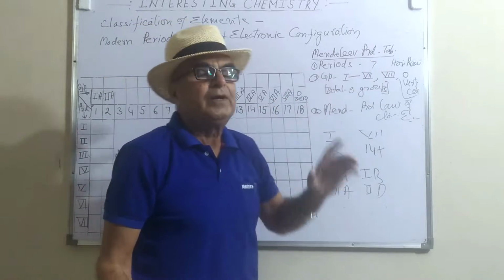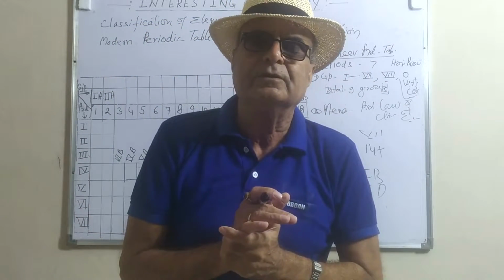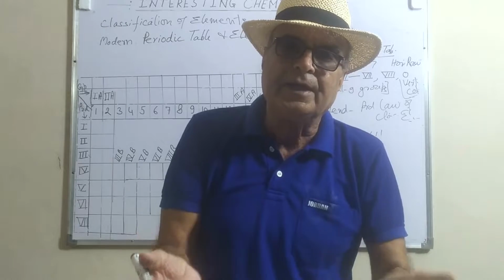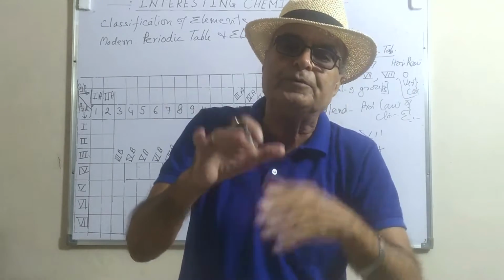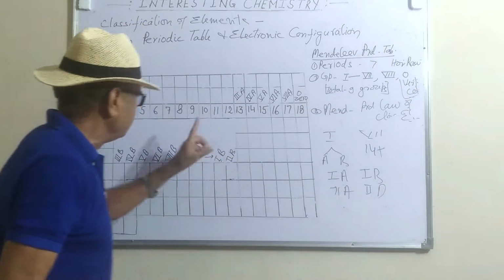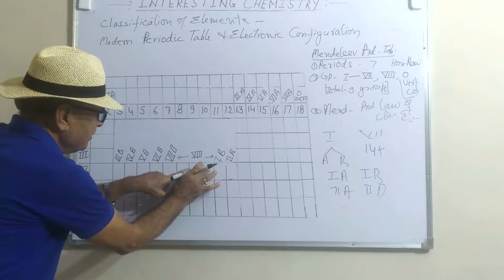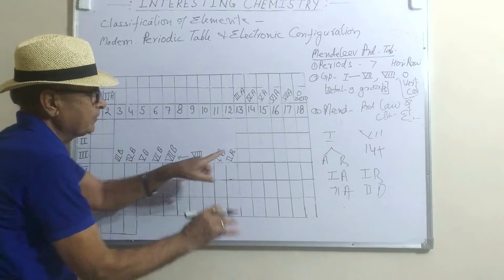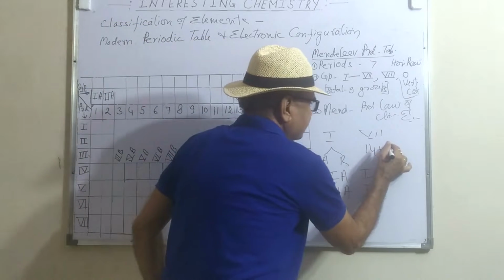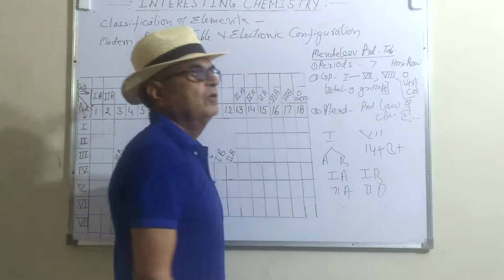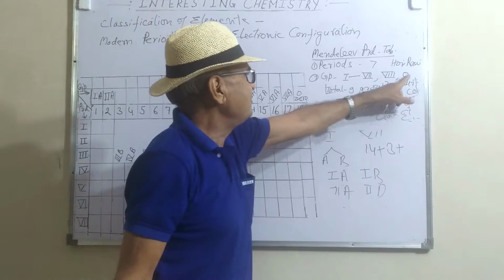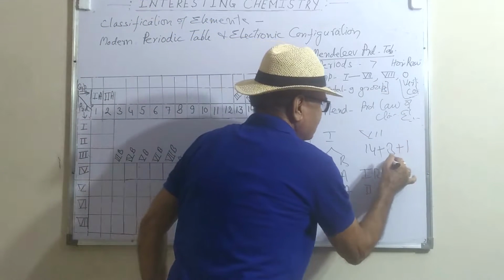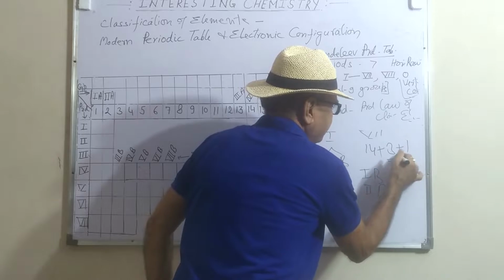The 8th group has 3 columns, in the Mendeleev periodic table and in the modern periodic table. So this is the place of the 3 columns. These are the 8, 1, 2 and 3. So you will write here 3, plus 1 column for the 0 group. This is 1. So the total number is 18.